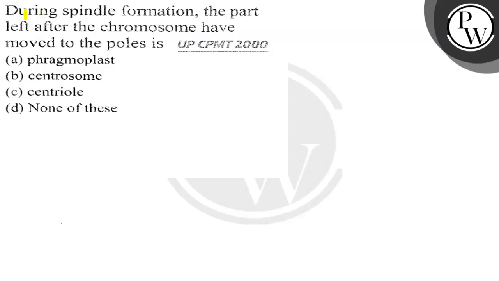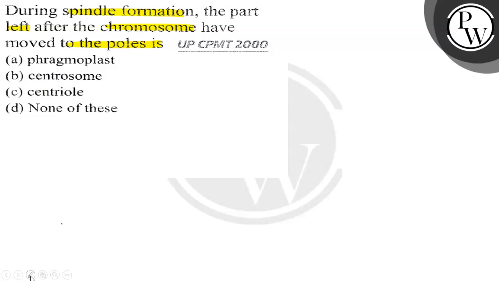Here, the question is saying that during the spindle formation, the part that is left after the chromosomes have moved to the poles is okay. So, during spindle formation, we know that these chromosomes will start moving to the opposite poles. Now we have to say that this leftover spindle part is known as what? We have four options given. First is phragmoplast, centrosome, centriole, and none of these.